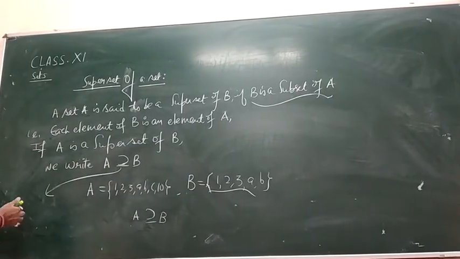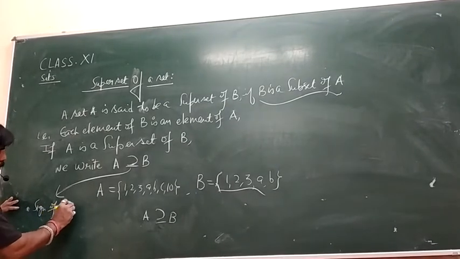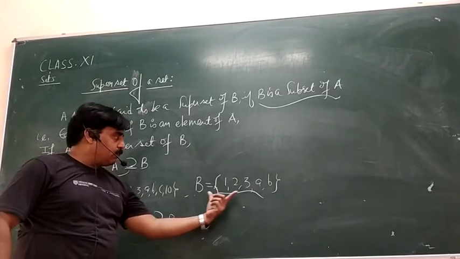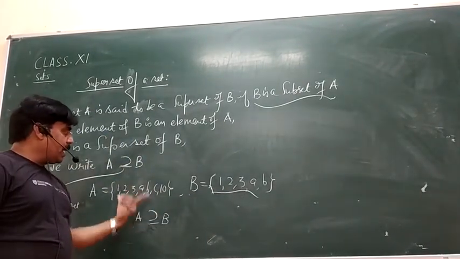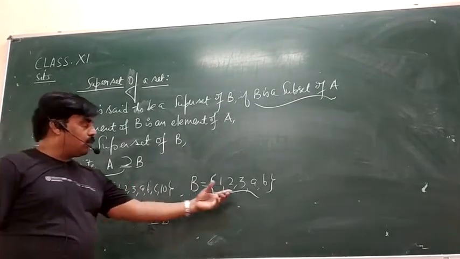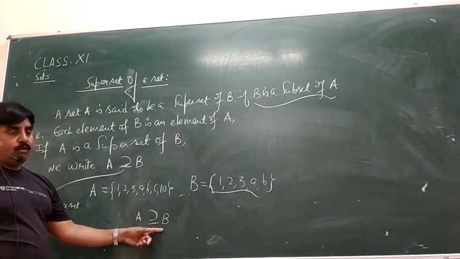Sign of superset. So set A is the superset of set B here. To become a superset, there should be at least one or more than one element in A which is not in B. Then you can say A is the superset of B.